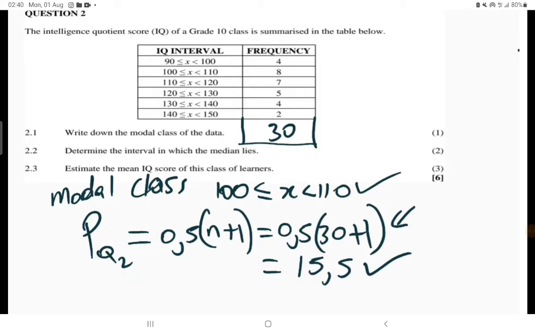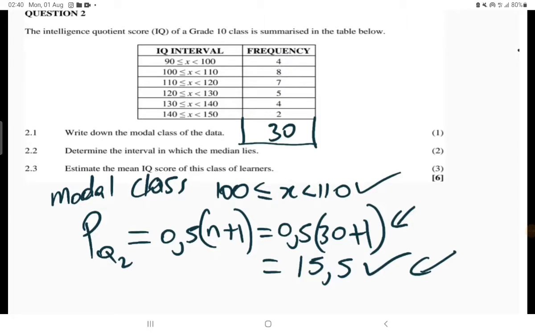So how do we then actually find the median? We go to our frequency, because you can see that this is arranged in ascending order from 90 to 100, from 100 to 110, and so on. So this is already arranged. So now what do we do? When we are counting from the smallest to the biggest, we count the frequency. So we add 4 plus 8, then we get 12, which is still below the position that we are looking for. So we'll have to add one more and check.